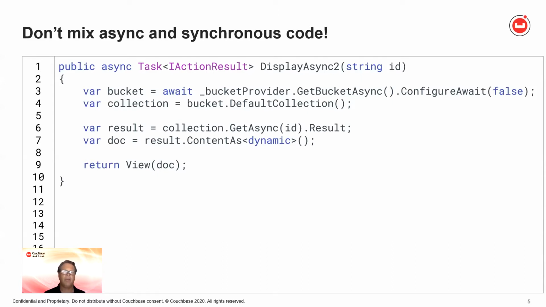So here we have an action method that is almost 100% async. On line 3, we get a bucket from a bucket provider, and then we open a collection, the default collection. And then on line 6, we call collection.GetAsync and pass it an ID. Then we call .Result. This is blocking right here, and this takes a perfectly good asynchronous method and makes potential for deadlock to occur.